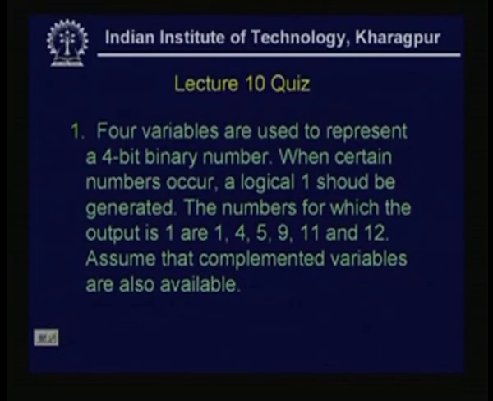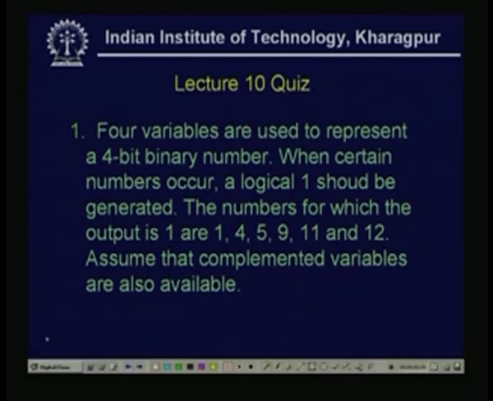Now, today's quiz question, only one question is there. 4 variables are used to represent a 4-bit binary number. When certain numbers occur, a logical one should be generated. The numbers for which the output is 1 are 1, 4, 5, 9, 11 and 12. Assume that complemented variables are also available. So, find out the expression and reduce the function.